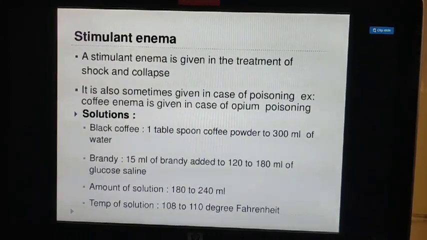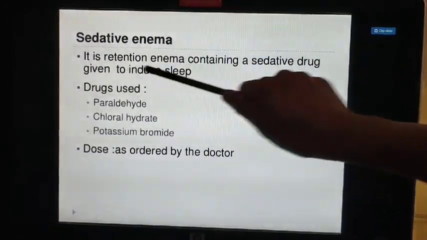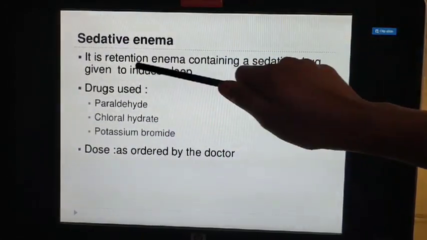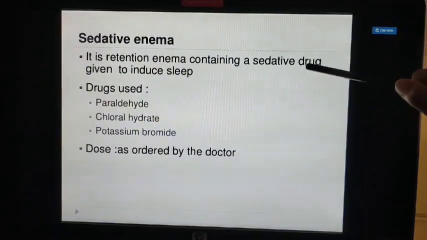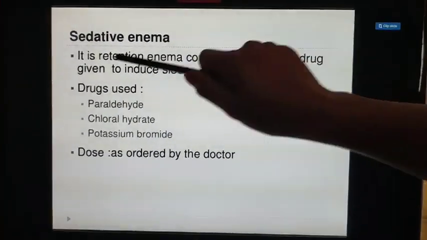Clear? Okay. Next one is sedative. Sedative means sleeping, no? So why do we give this? It is a retention enema containing a sedative drug. The solution contains a sedative drug to induce sleep.